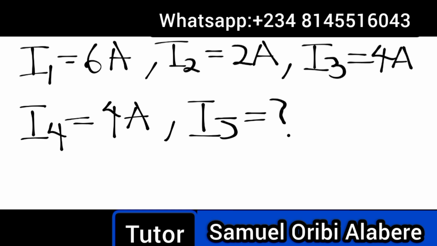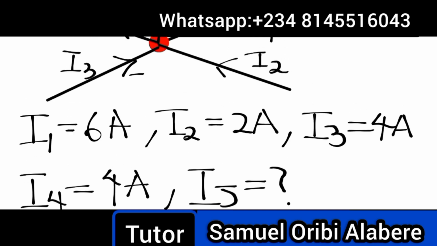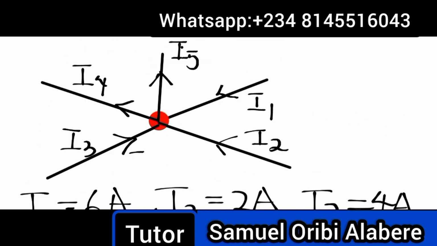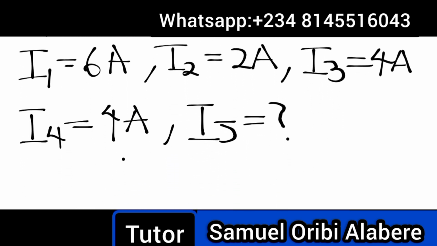So if we notice in the question that I1 to I3 are entering inside the node, while I4 to I5 are going out of the node. So in order to find I5, we are going to make use of Kirchhoff's Current Law, which states that the sum of currents entering a node of a circuit is equal to the sum of currents going out of the node of a circuit. So with that knowledge in mind, we are going to make use of that law.